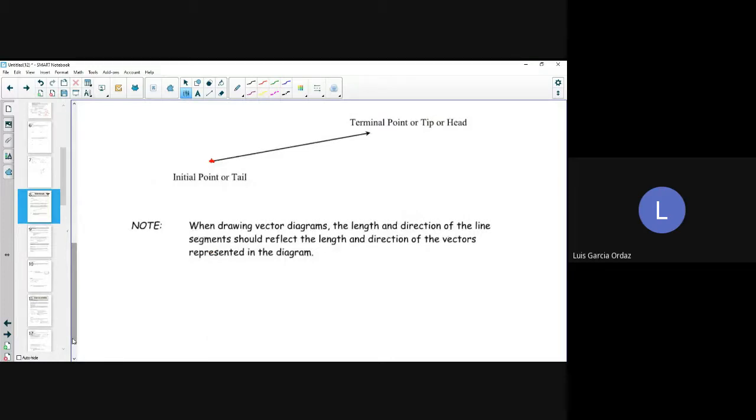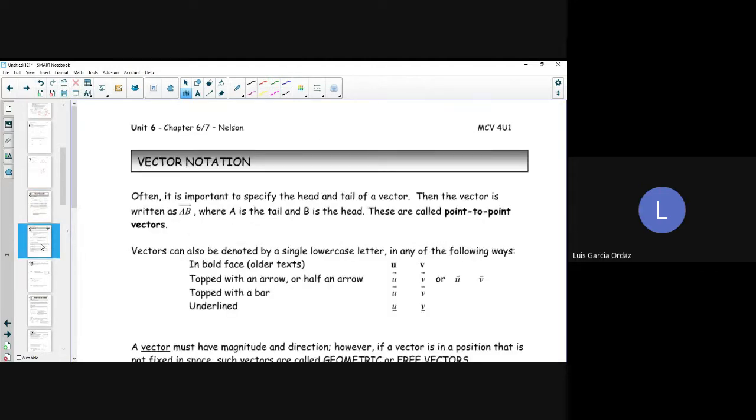So note when drawing vector diagrams, the length and the direction of the line segment should reflect the length and the direction of the vectors represented in my diagram. So again, very much intro topic stuff for vectors.